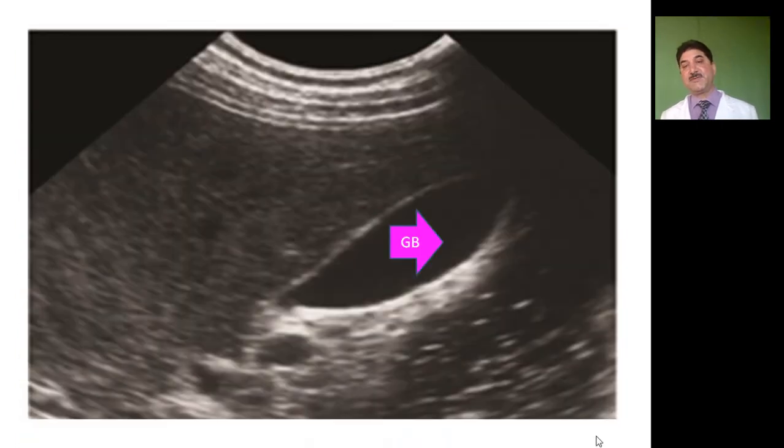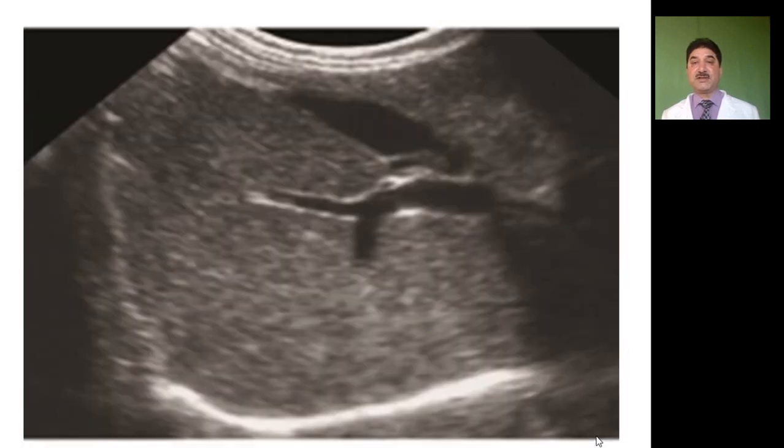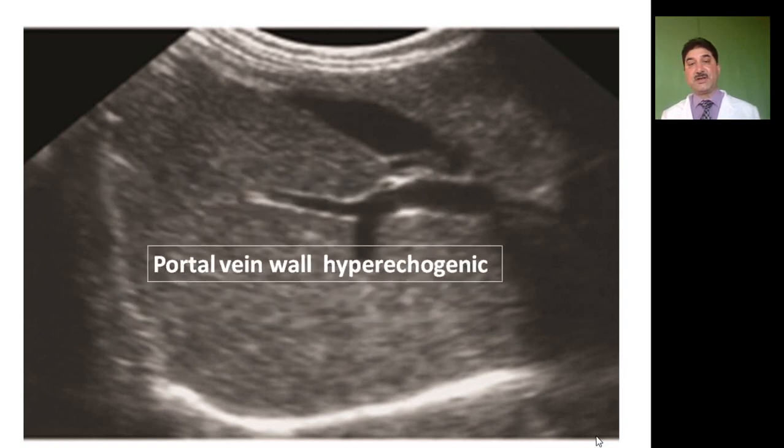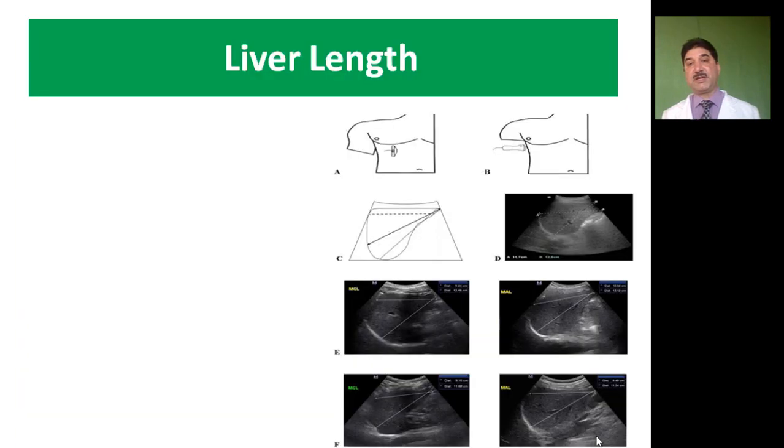Again in the section of the liver we are seeing the gallbladder. Again in this section there is the gallbladder, and hepatic veins with hypoechogenic walls. In this section we can see the portal vein dividing into right and left branches. The walls of the portal vein, as already said, are hyperechogenic.